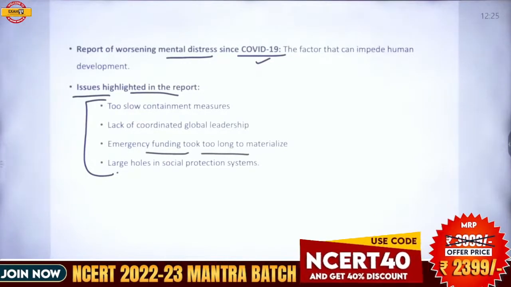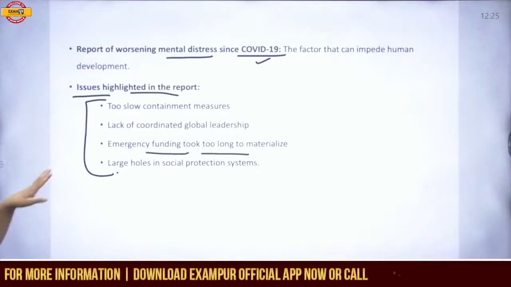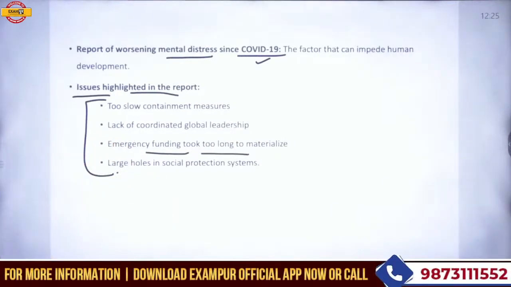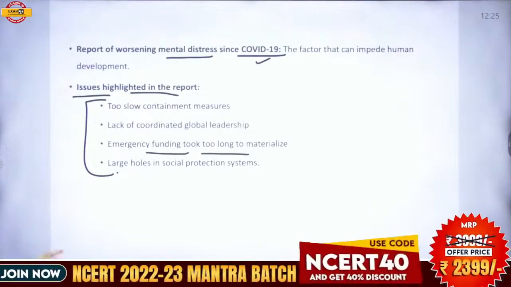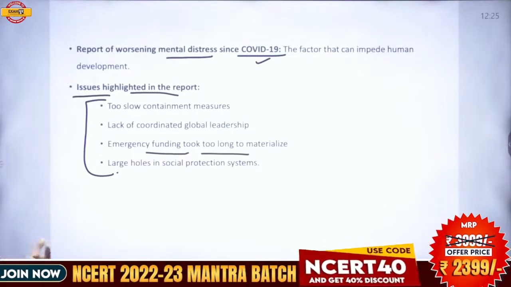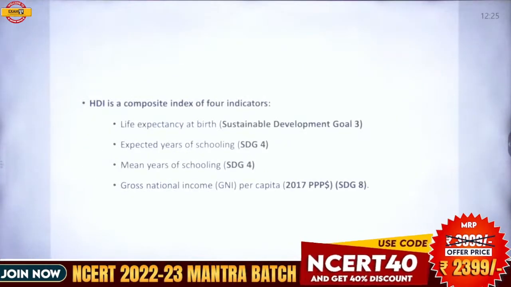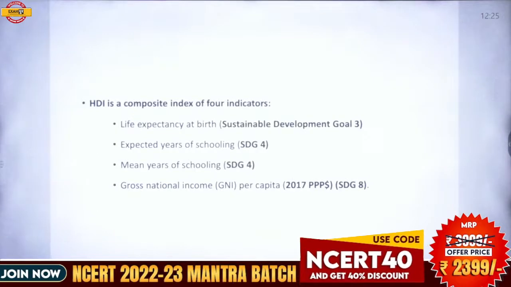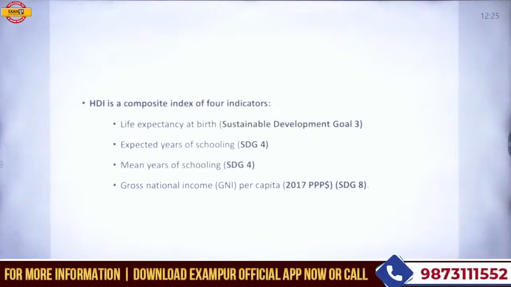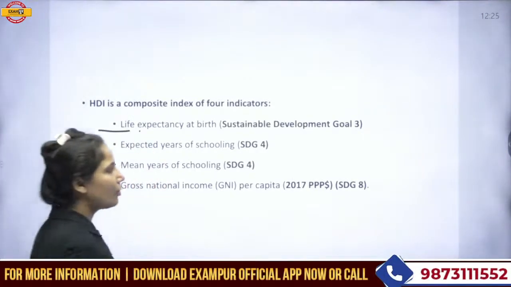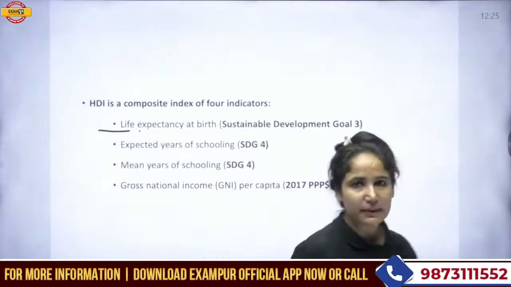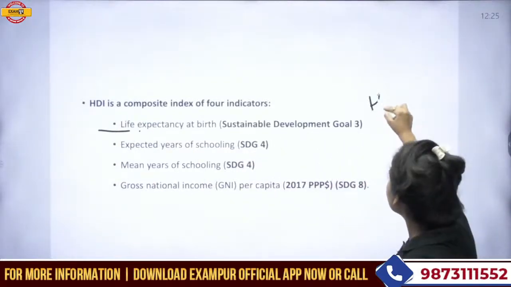Okay, so too slow containment. Second is all about coordinated leadership roles should be in a very collaborative way, and funding should be provided in order to cure their health, and social protection means social security should be given. Composite factor, what all are the composite factors? It is considered as goal 3 of sustainable development, which is health.